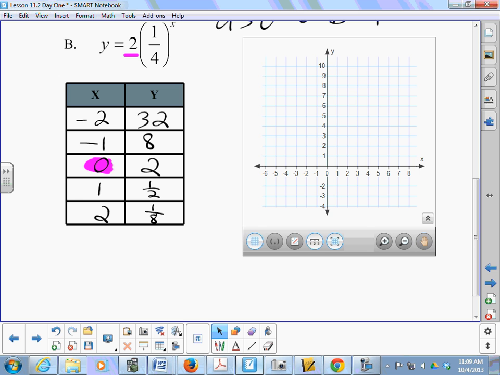So we've got the point -1, 8. Got it. 0, 2. Got it. Oops, not there. Here. 1, 1/2. And then so on. And then if I'm really good, then on my paper I can just do this.